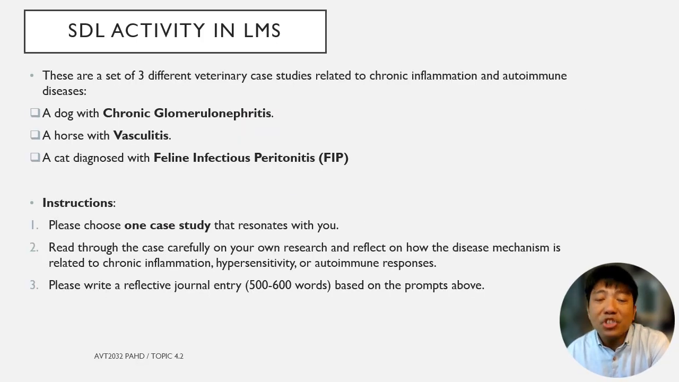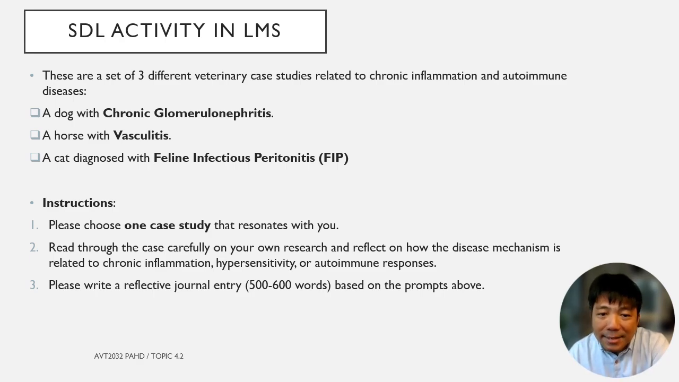We have come to the final chapter of this video, and it's time to show your understanding through a reflective journal entry. So your self-directed activity comes here. There are 3 different veterinary cases presented to you that are related to chronic inflammation and autoimmune disease, which were mentioned in the lecture in this video: a dog with chronic glomerulonephritis, a horse with vasculitis, and a cat diagnosed with FIP. Now you can choose one case study that resonates with you.